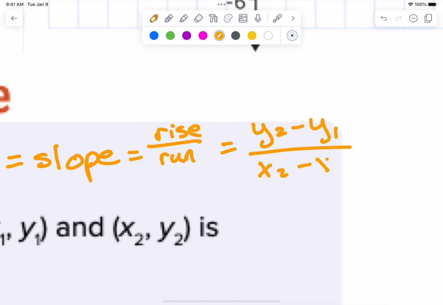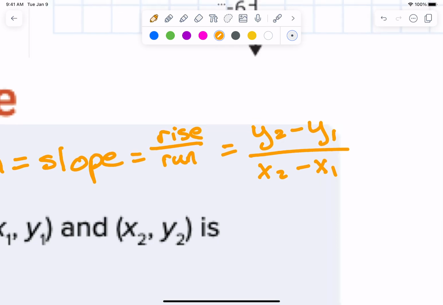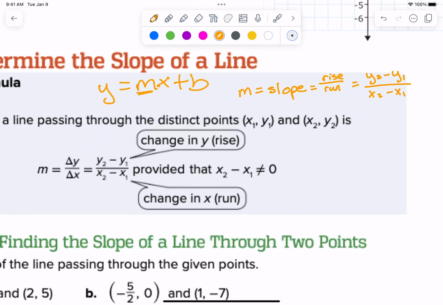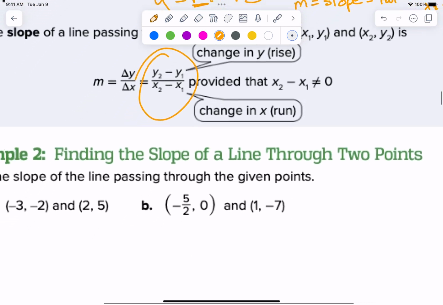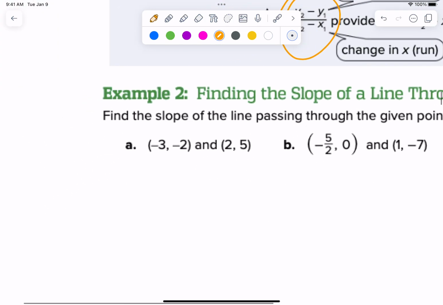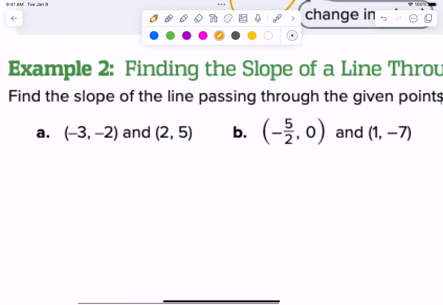Now technically it's x1 minus x2, y1 minus y2. You could switch them around, it doesn't matter. But the y goes on top because that's the rise. The run is the x, so that goes on the bottom. So that is the formula for finding the slope. It's right here if you don't want to rewrite it, that's fine. Find the slope of the line.